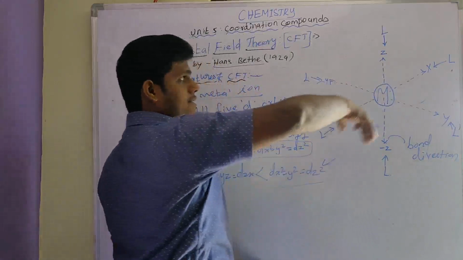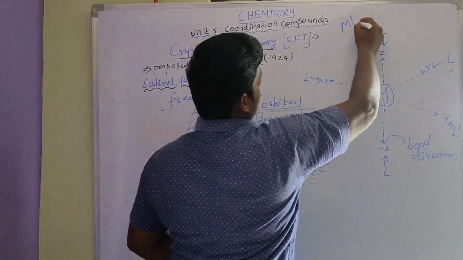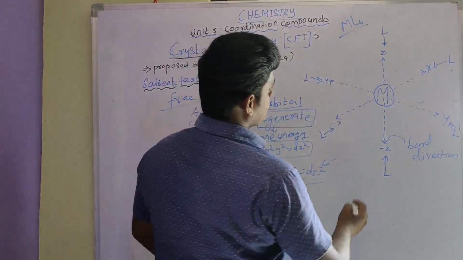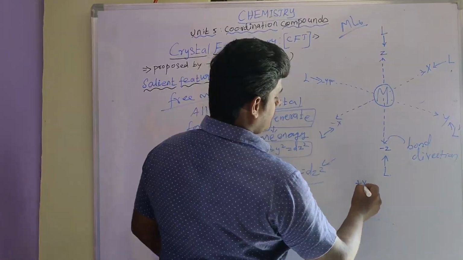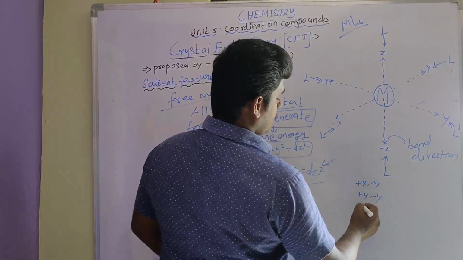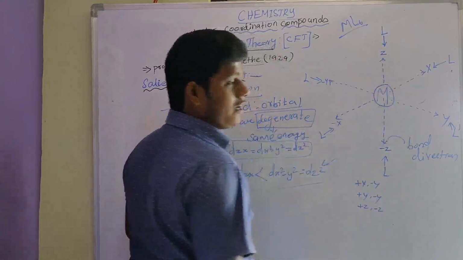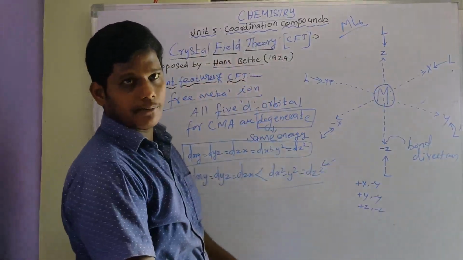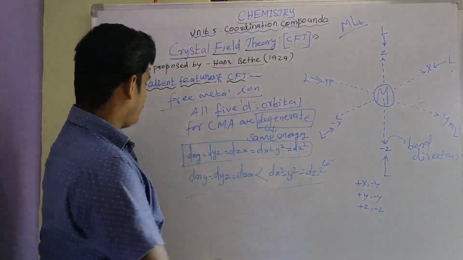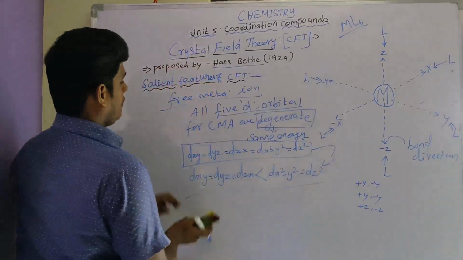So consider an octahedral complex, ML6. The directions are plus x, minus x, plus y, minus y, plus z, minus z. These are the directions of the ligands. Another important point: now you know about the d orbitals, so we see the structure of the d orbitals.